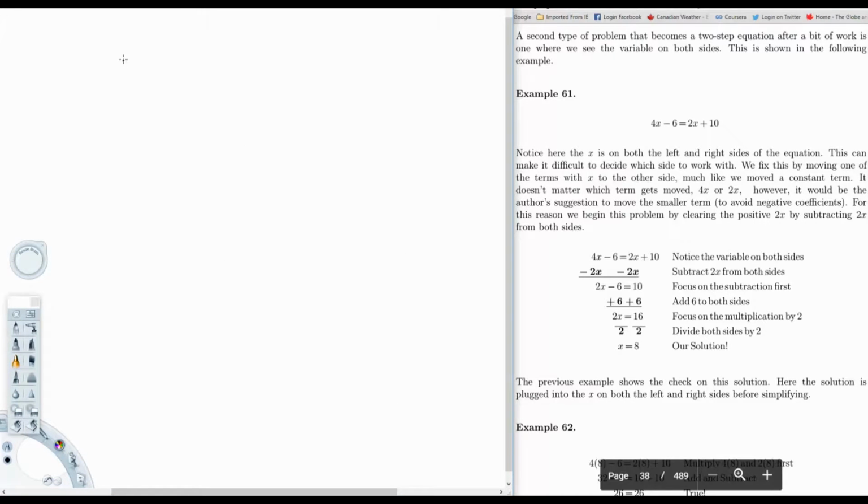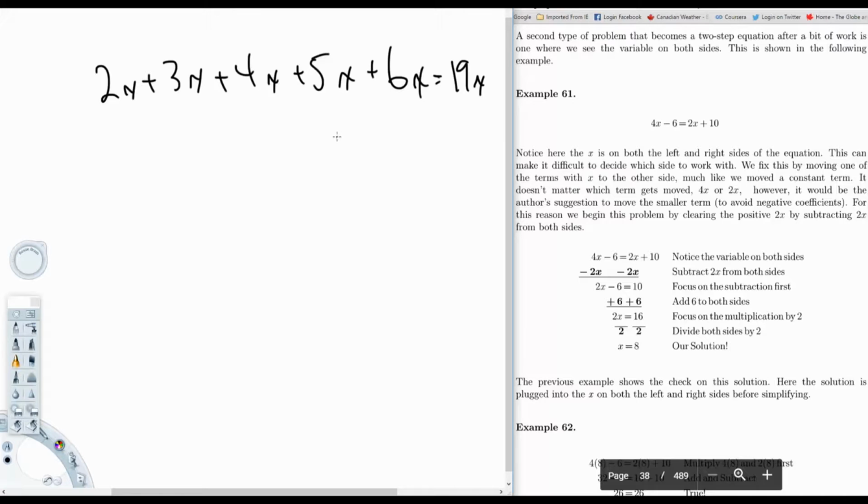I wanted to take a look at combining like terms with x's. So let's just do, for an example, 2x plus 3x plus 4x plus 5x plus 6x, all right, equals 20x. Now we're not going to solve for x here. I want to show you what we can do with like terms.